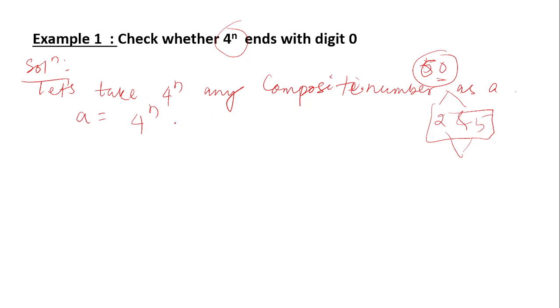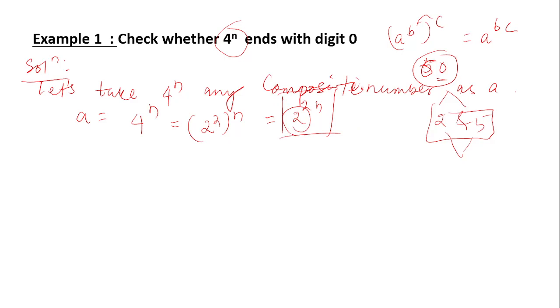Since 4 is a composite number, we can write this as 2 to the power 2 and whole to the power n. When there is a power over power, suppose there is a to the power b whole to the power c, then we can write this as a to the power bc, the product of these two powers. So in this case also we can write 2 to the power 2n. Here you can see that in 2 to the power 2n, only 2 exists as a prime number. There is no other prime number other than 2.